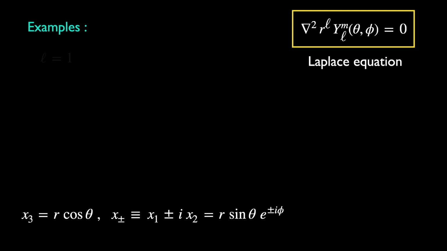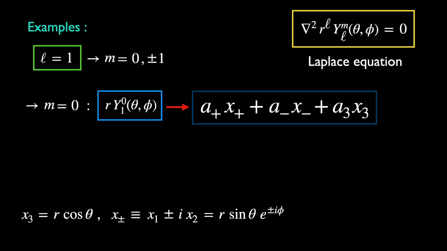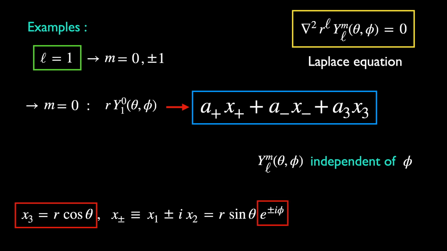The next example is less trivial, L equals 1. This allows the following values of m. For the case of m equals 0, r times Y10 can take the general form of this polynomial of degree 1. The requirement that this be proportional to the eigenfunction of L3 associated with m equals 0, which is independent of the angle phi, implies that only the x3 component is allowed, since both x plus and x minus depend on phi.